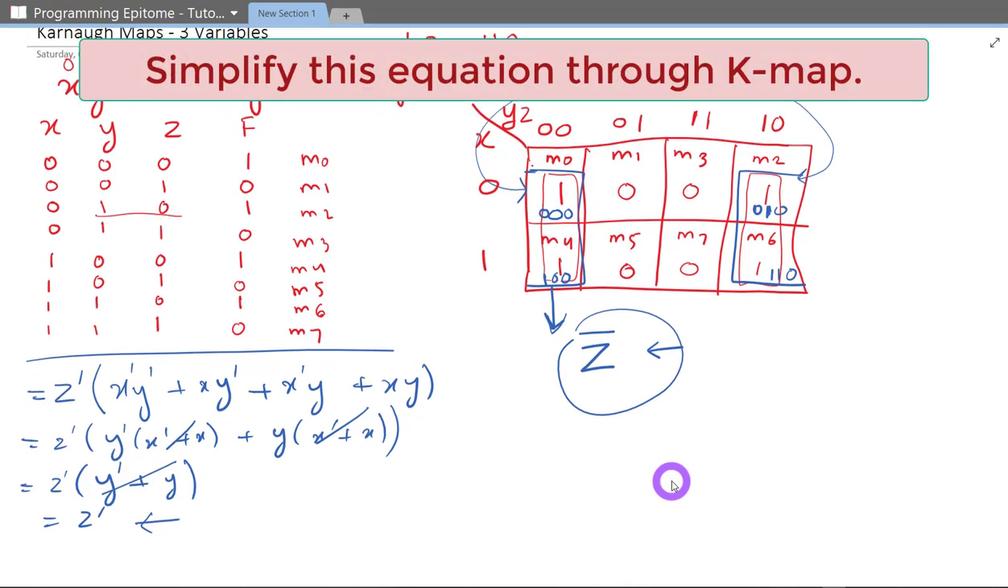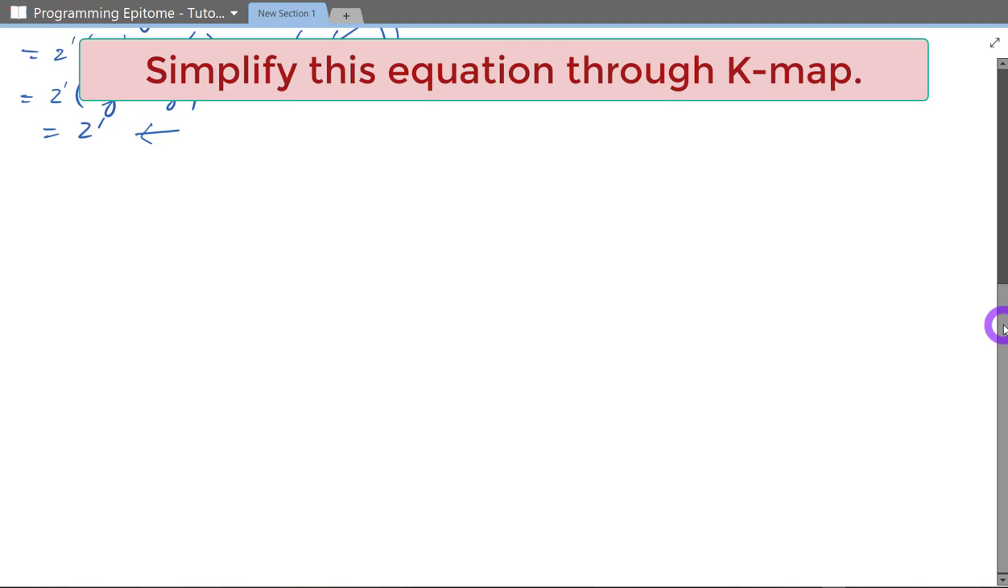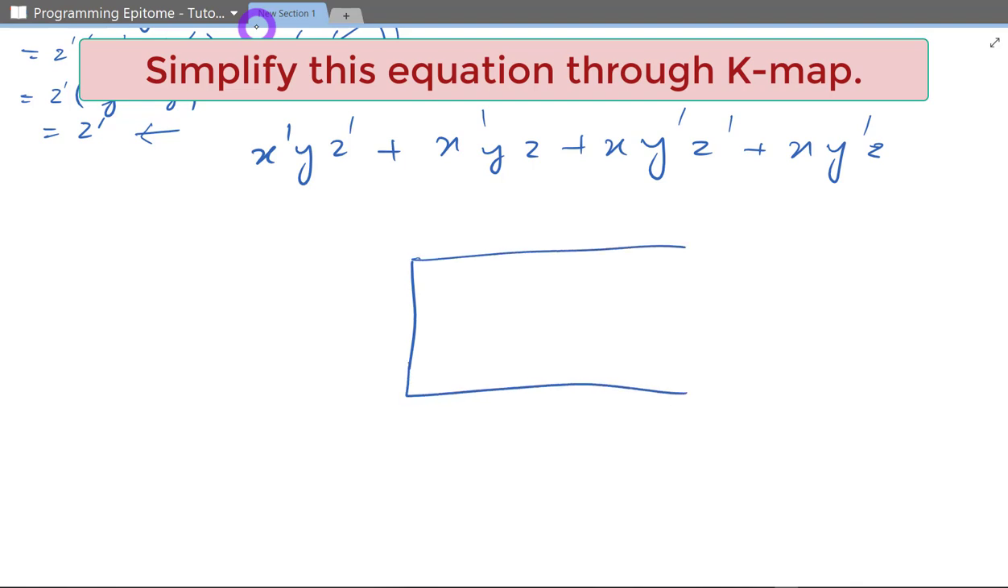Let's look at one more example so that you can understand it better. Let's say I'm given the equation x'yz' + x'yz + xy'z' + xy'z. This is my equation, and I have to fill the K-map and solve it. So let's quickly make the 8 boxes of the K-map.